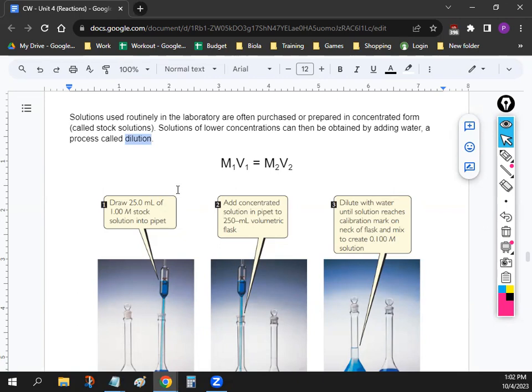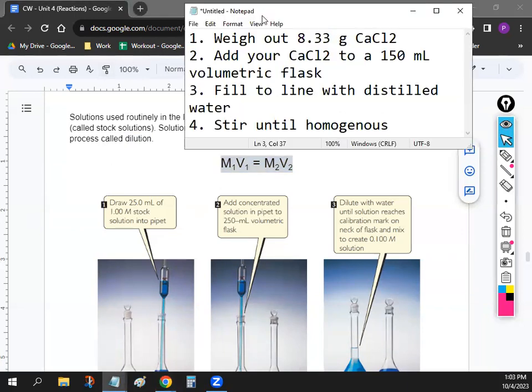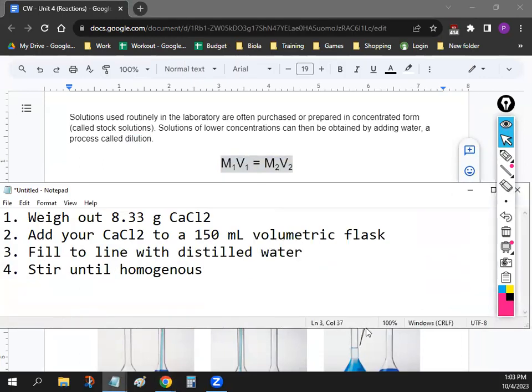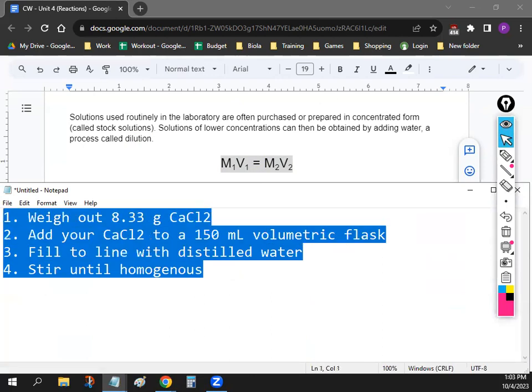And the calculations for dilutions are really simple. It's this formula right here. I'm going to show you how to use it in a second, but make sure you jot it down. It's M1V1 equals M2V2. Okay, M1V1 equals M2V2. And I'm going to show you guys what this formula means in just a second, but just make sure you have it copied down.